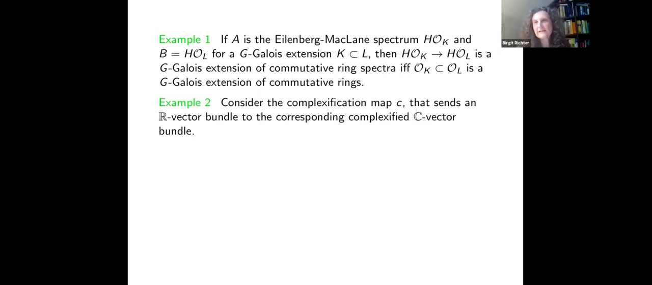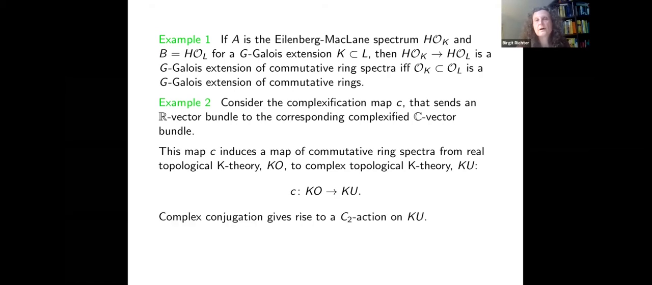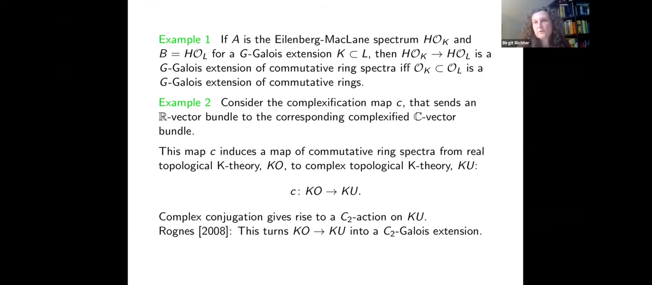But then there are completely different Galois extensions out there. For instance, if you talk about vector bundles, you can complexify a real vector bundle, get a complex one. And so this induces a map of cohomology theories, and it actually induces a map of commutative ring spectra from real K-theory to complex K-theory. So you have this map. And then, of course, if you have a real vector bundle, then complex conjugation doesn't do anything. So you have a C2 action on KU given by complex conjugation, and KO is not touched by that action. And then Wagner shows that this is actually a C2 Galois extension. So in particular, it's unramified.